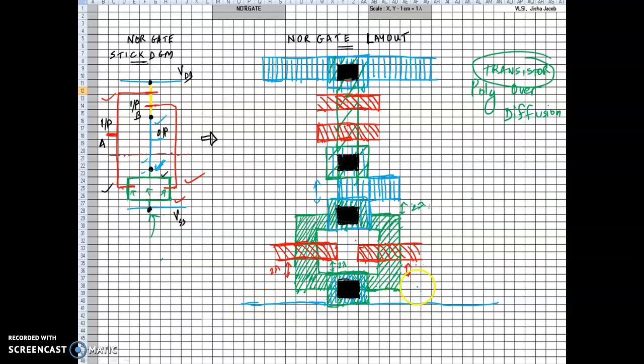Okay, what is the width of the metal? It's always 3 lambda. So 1, 2, 3 squares, and I draw it here. Check, check, check. Is it fine? Is this more than 2 lambda? Yes, of course it is more than 2 lambda. So we are safe. Okay. So let us keep going.